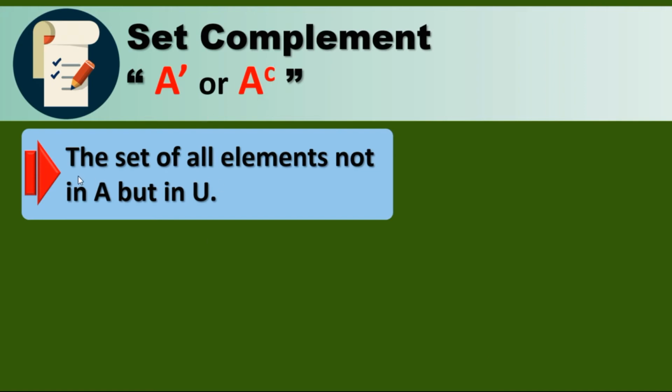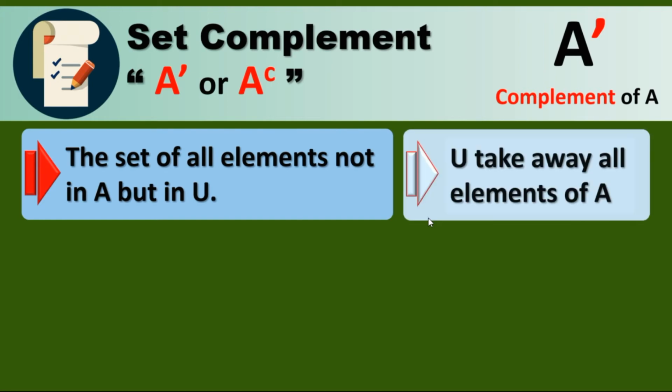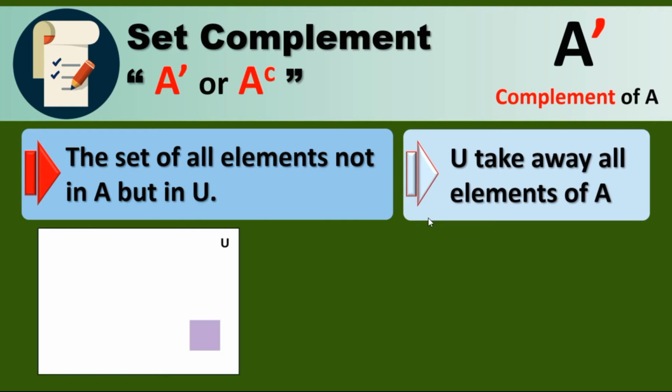It is the set of all elements not in A but in U, or denoted as A complement or complement of A. And in other words, it is simply the universal set take away all the elements of A. Let's look at this example.